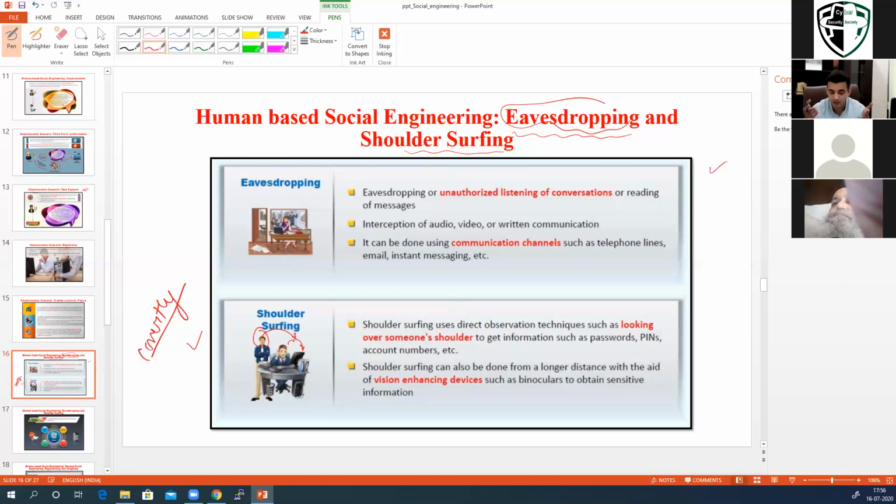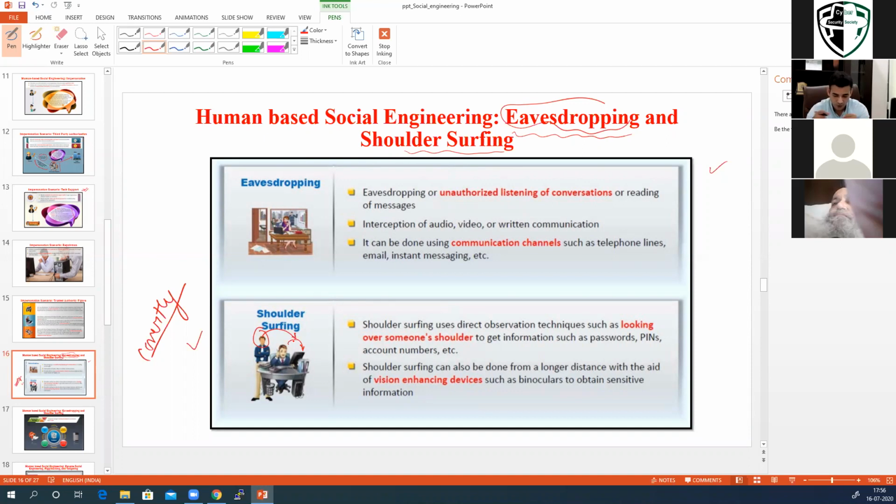So this can happen. Shoulder surfing uses direct observation techniques, such as looking over someone's shoulder. किसी के कंधे से ऊपर देखना, इसको आप ऐसे भी हिंदी में कह सकते हैं. वो आपके पास जबरदस्ती आपकी इंफॉर्मेशन को पढ़ रहा है. Why is he reading it? To get information like your passwords, PIN numbers, account numbers, credentials, and so on.